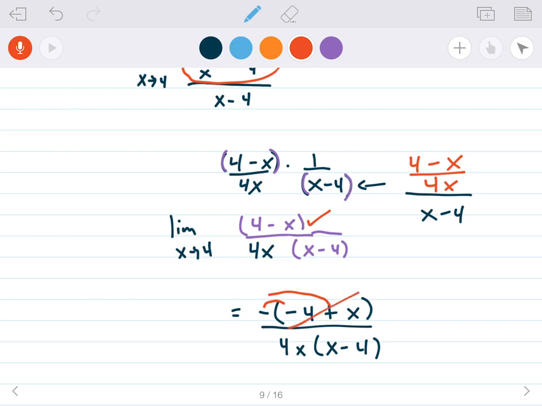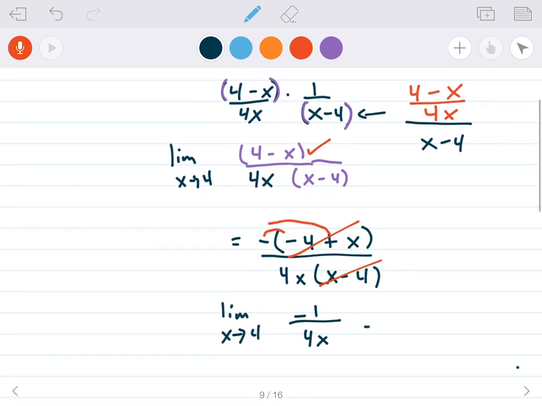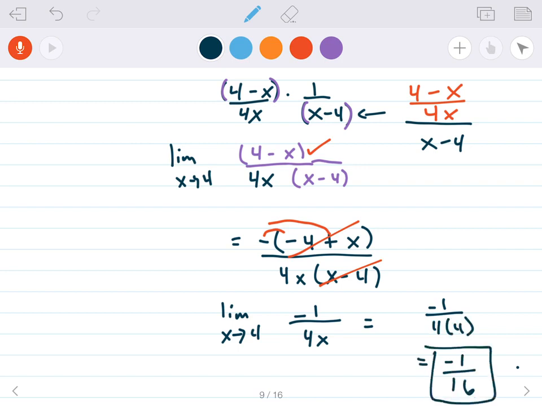And so I have a removable discontinuity here. And I'm left with negative 1 over 4x. Of course, forgot the limit. Limit as x goes to 4. And now we don't have a problem in the denominator. We can just plug in 4 for x and evaluate. Okay, so let's do that. So we have negative 1 over 4 times 4, which is equal to negative 1 over 16. And that's my answer.